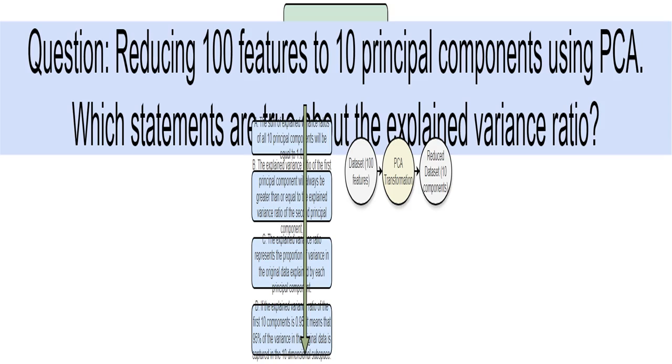This question is a test on understanding the interpretation of PCA's output, specifically, the explained variance ratio. We start with many characteristics, 100 features, and use PCA to shrink it down to a smaller, more manageable number of characteristics that represent the most important information, 10 components.